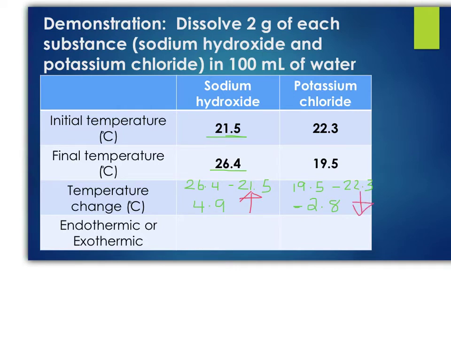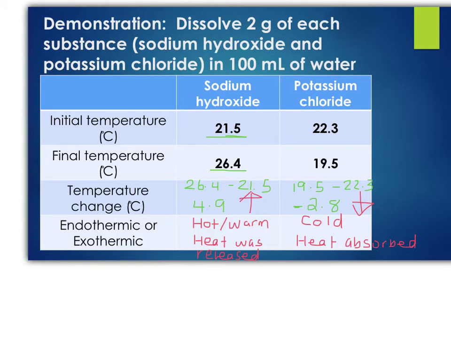the temperature decreased. Now, in the containers, when you felt the containers, this one felt hot or warm, whereas this one felt cold. So what that tells us is that heat was released. And here, heat was absorbed.